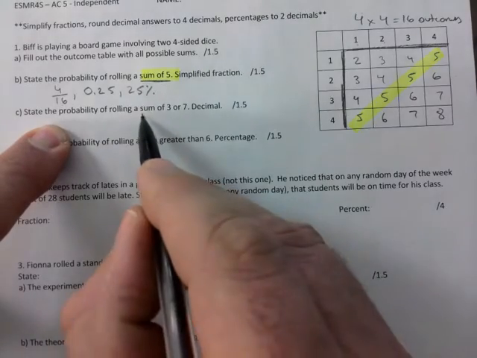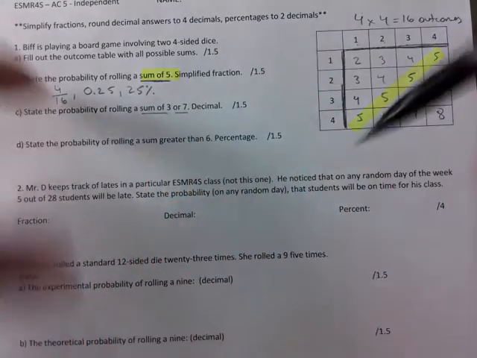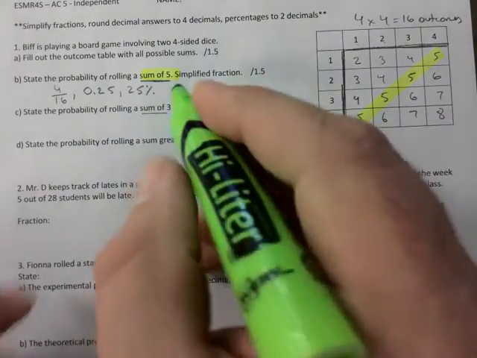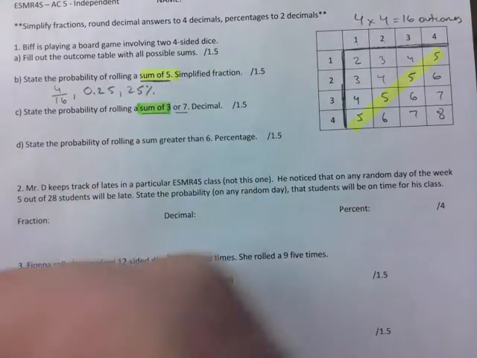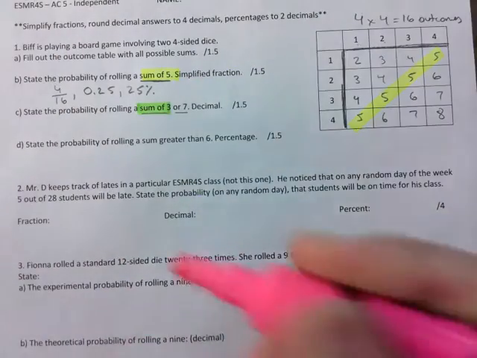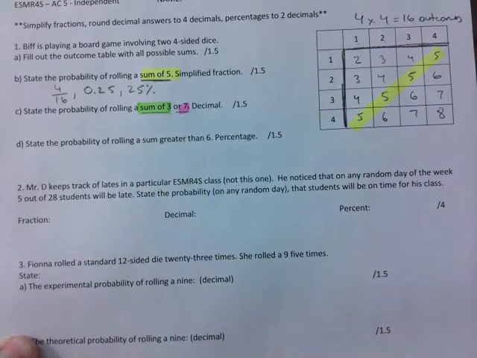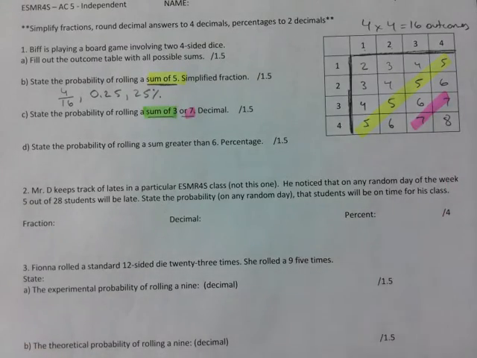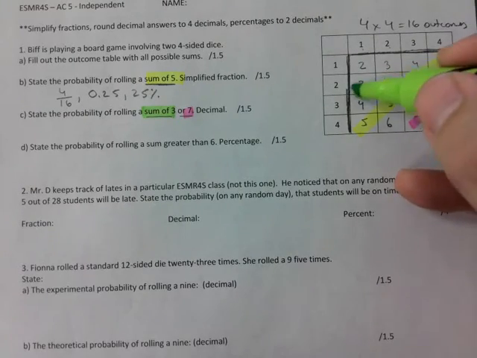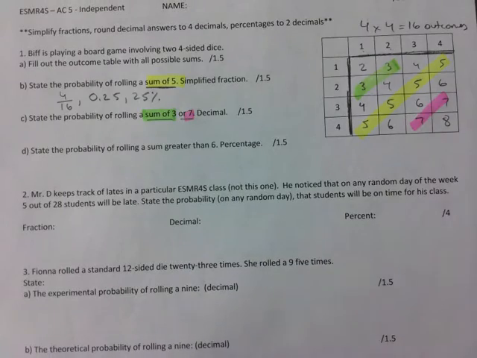Probability of a sum of 3 or 7. What's going on with the "or", guys? You probably don't like that, right? It's like, what am I supposed to do with that? Well, here are your 7s, and here are your 3s. And "or" means either one. You're actually getting a better chance if that's the case.